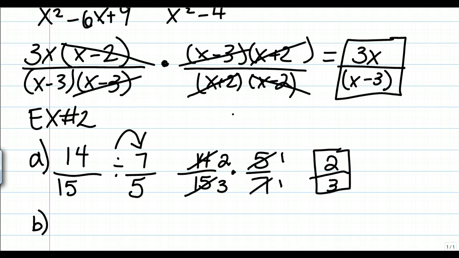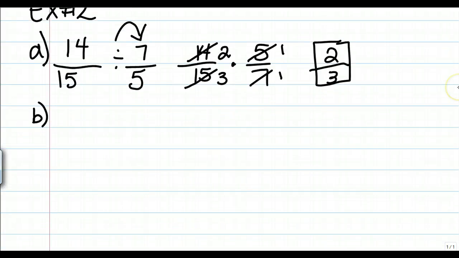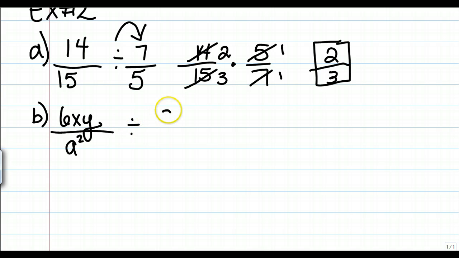The same would go for a question with variables. And again, I cannot scroll. I don't know why. Okay, so we have 6xy over a squared divided by 3y over a to the third y. Actually, I'm going to make that an a to the third x.